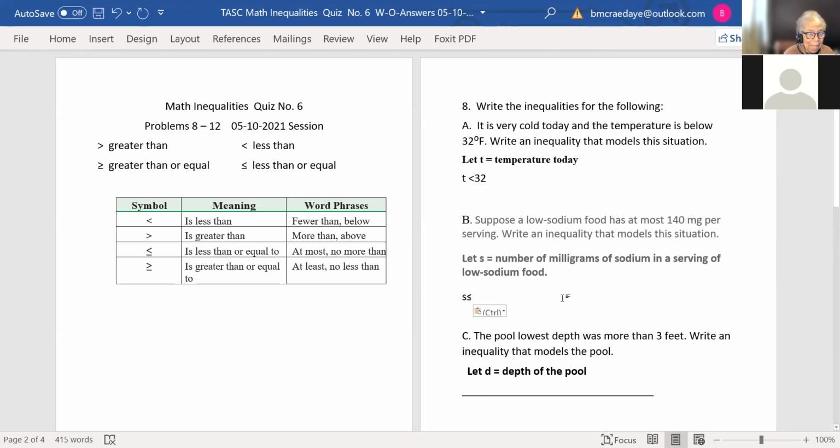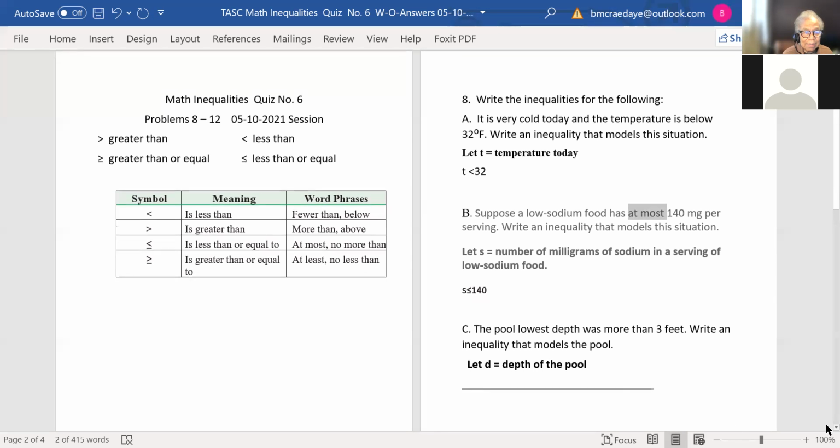And what's the amount? 140 milligrams. Okay, so we just put the 140. So that is correct. The sodium count S, number of milligrams, is less than or equal to 140. And notice this says at most, and over here it says at most translates to is less than or equal to. Okay, now let's go to C.